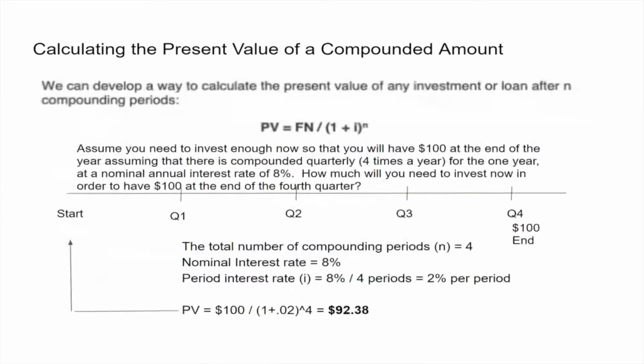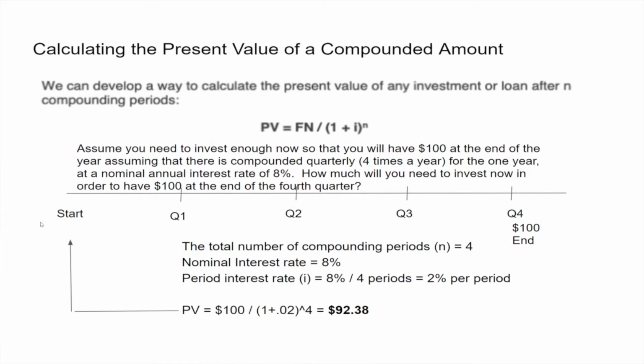So here we have an example. Again, it's a reverse example of the one I've given you before. You assume that you need to invest enough now so that you'll have $100 at the end of the year, assuming that it's compounded quarterly, 4 times a year, for 1 year. And the nominal interest rate is 8%. How much will you need to invest now in order to have $100 at the end of the fourth quarter? So here we've got our timeline, which is so important. I can't overstress the value of drawing a timeline.